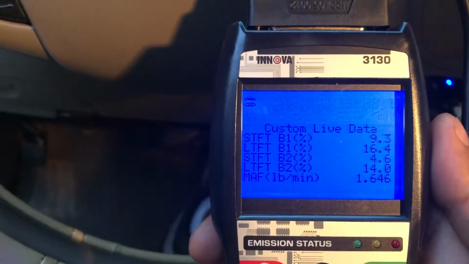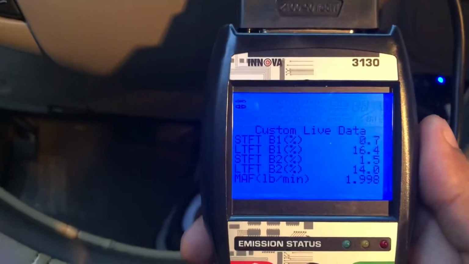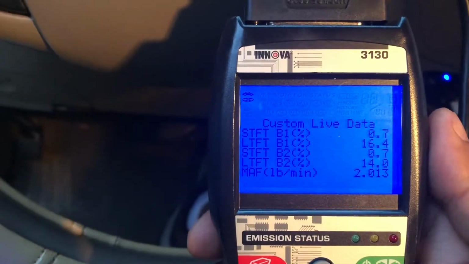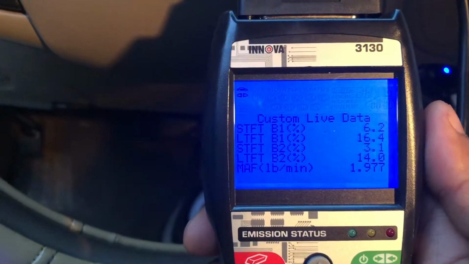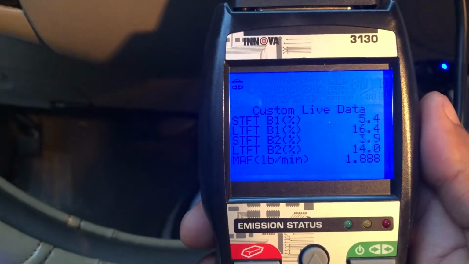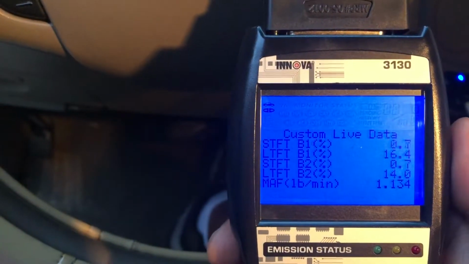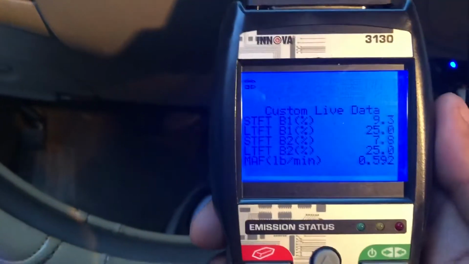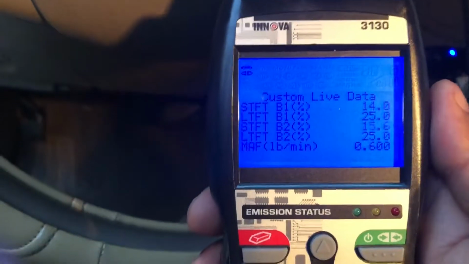I'm approaching about 2 grand now on the RPM. And we do see a decrease. Long-term fuel trim has dropped on both banks. Short-term has dropped. So I'm at about 2 grand right now. Coming off, those numbers go right back up. So I think I might be looking at a vacuum leak.